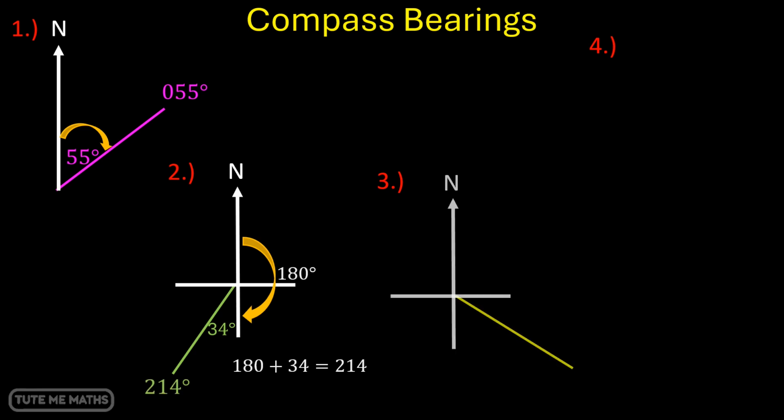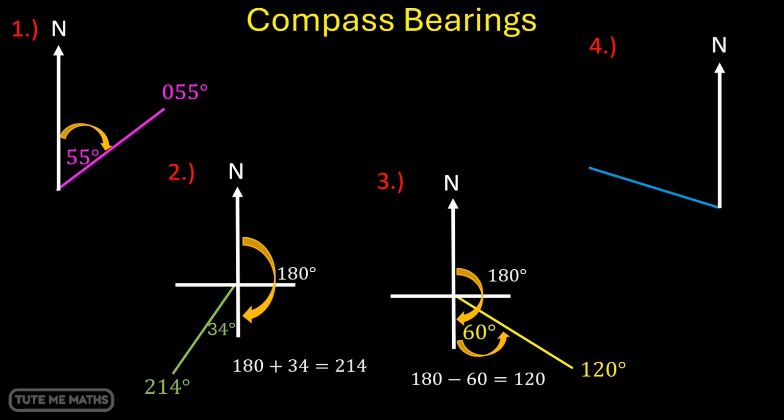In the next one, we are 60 degrees before south, so we need to subtract 60 from 180, telling us that this bearing is 120 degrees. And the final one shows that we are 82 degrees west of north. In other words, we are 82 degrees short of a full revolution. Subtracting 82 from 360, we get a bearing of 278 degrees.